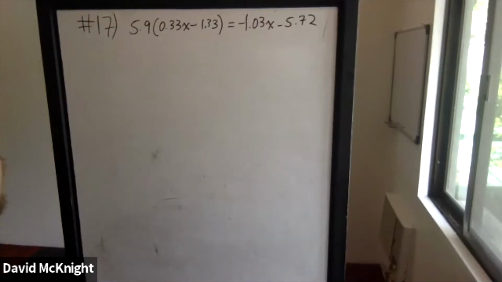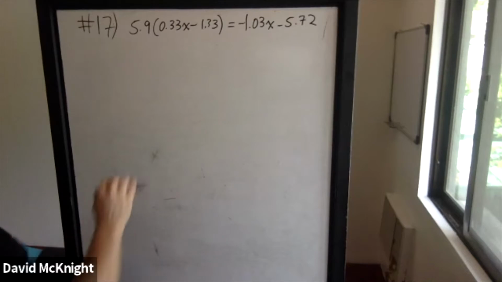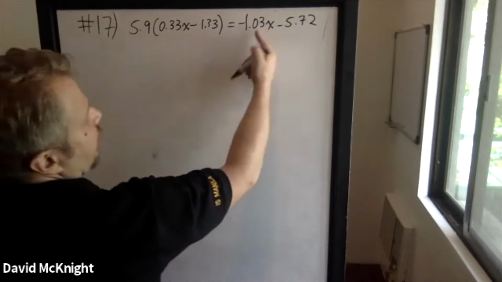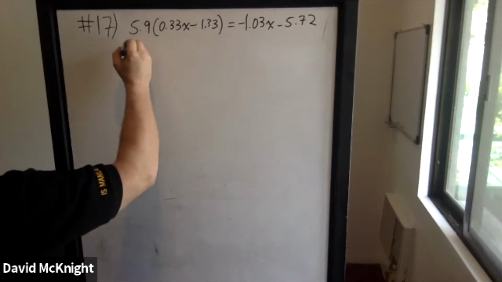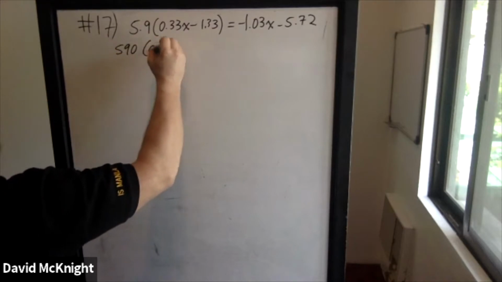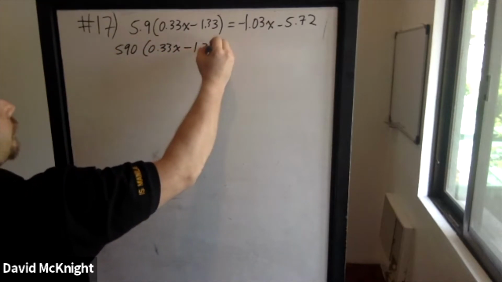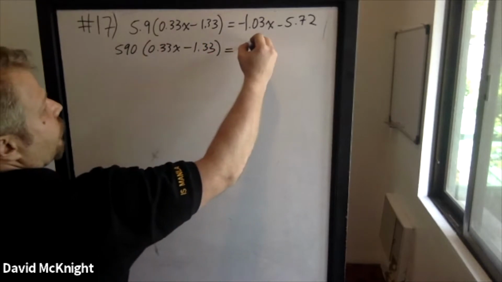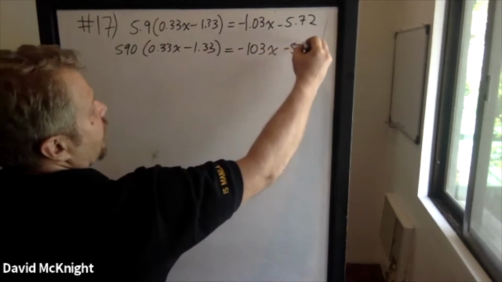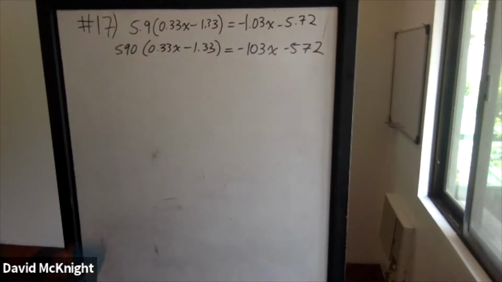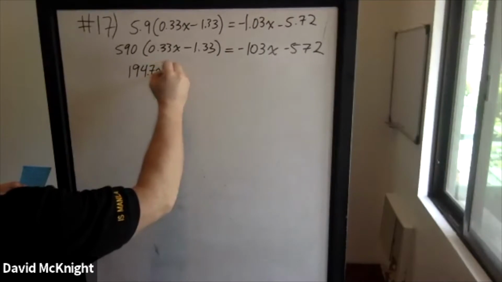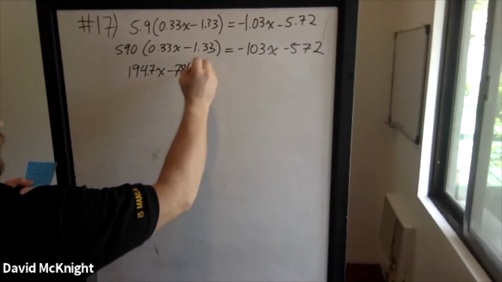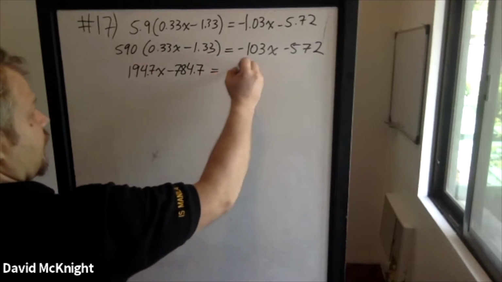Number 17. This one's not too pretty, but if we multiply to get rid of the decimal values, we need to get rid of 2 decimal values here. So we have to multiply by 100. So then this will be 590 0.33x minus 1.3 equals negative 1.3x minus 572. Okay, use a calculator here to multiply, and you'll get 194.7x minus 784.7 is equal to nothing happened over here.